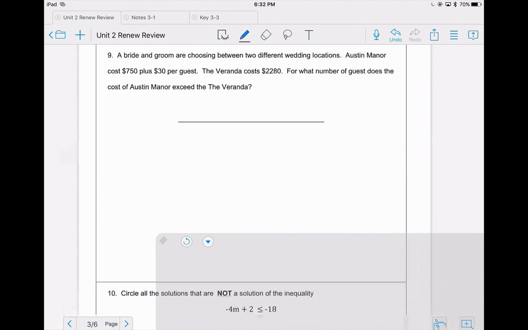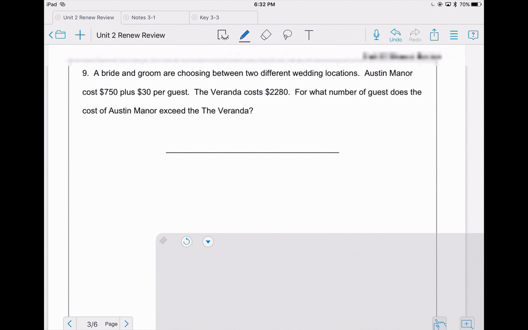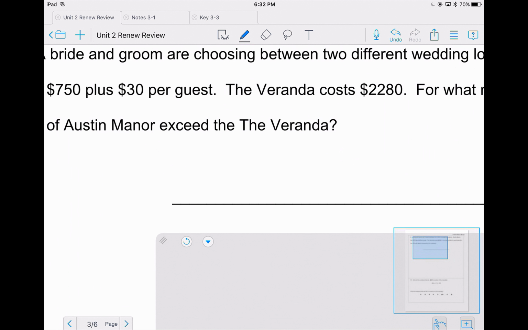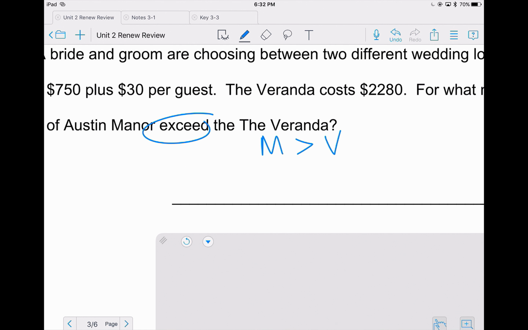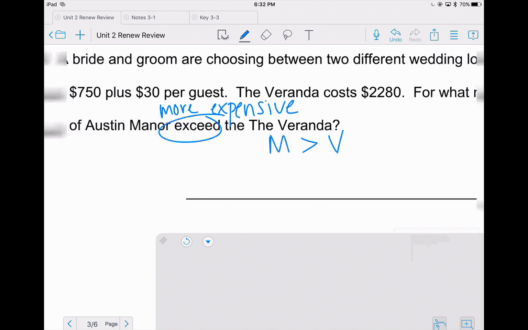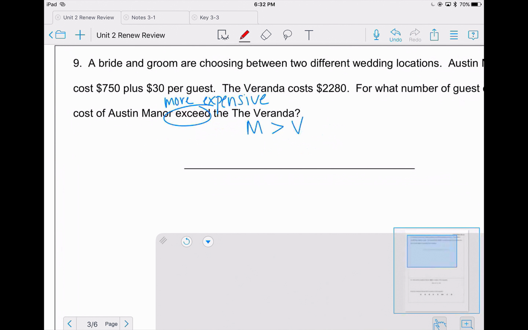Problem 9, I'm guessing they want us to write and solve. So bride and groom are choosing between two different wedding locations. Austin Manor is $750 plus $30 per guest. The veranda costs $2,280. For what number of guests does the manor exceed the veranda? So where is the manor greater than the veranda? Exceed would be more expensive. Okay. So if we write it in letters first, we're looking for where M is greater than B.